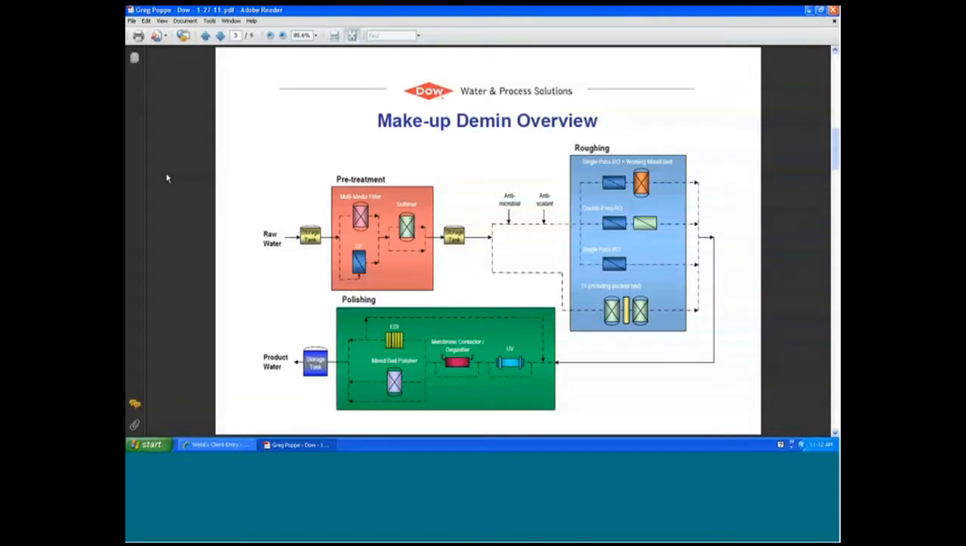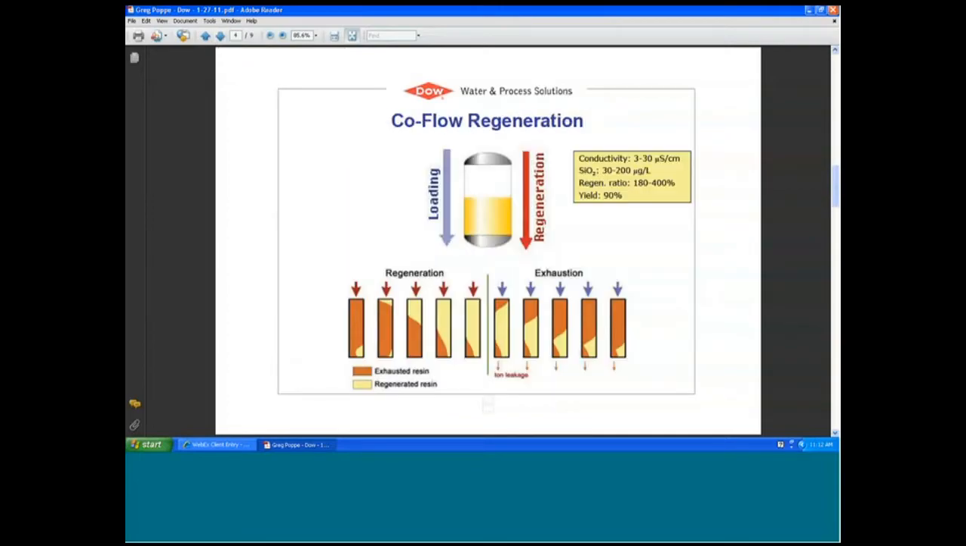And then just to complete the map, as you heard some references earlier, especially in the high pressure boilers, there's going to be a need for polishing units, either an ion exchange mixed bed polisher or an EDI, often fed by some type of degasification or ultraviolet unit before that. So let's focus in on the ion exchange for the rest of this talk.